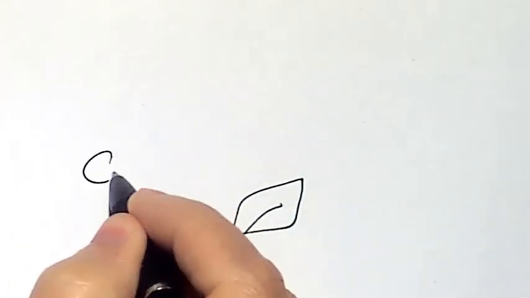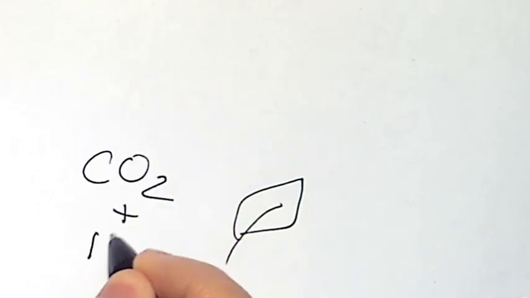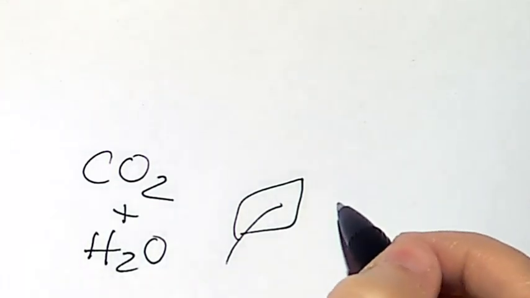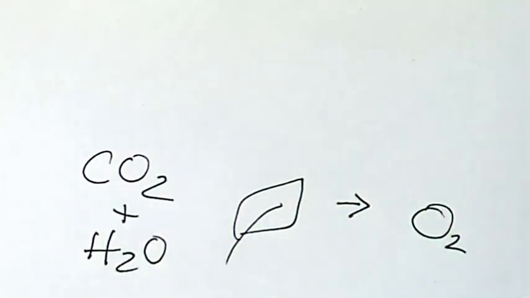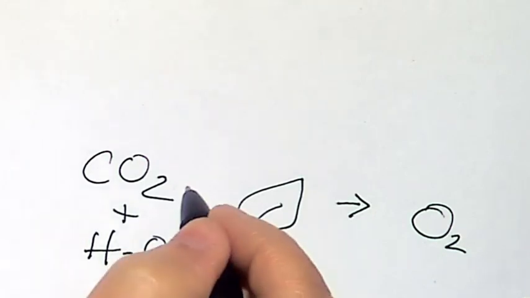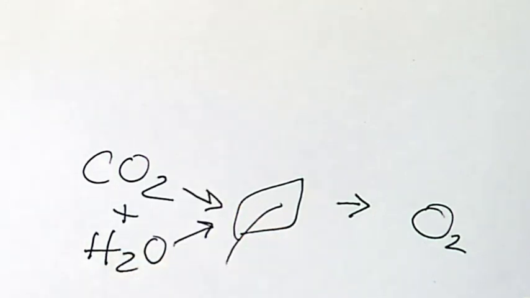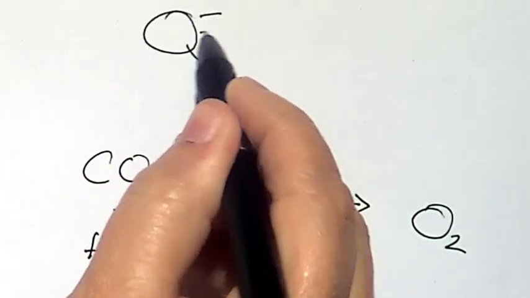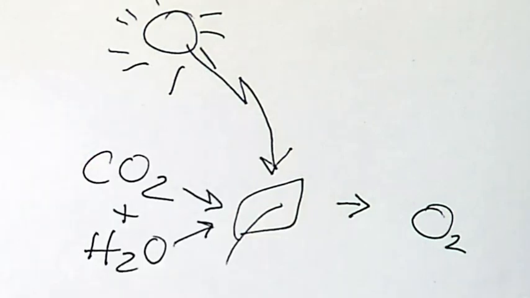We have a plant. It takes in carbon dioxide and water. If you have a plant, you know you have to water it, and you know it takes in carbon dioxide and gives off oxygen. So on this side, we're going to have some oxygen. Sunlight provides energy for this reaction to occur.